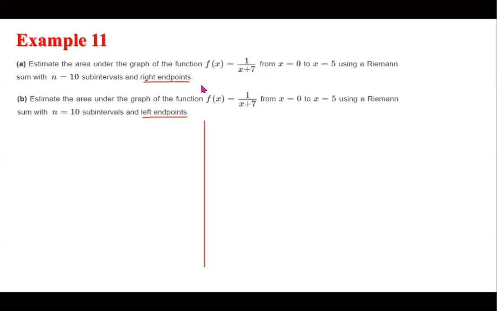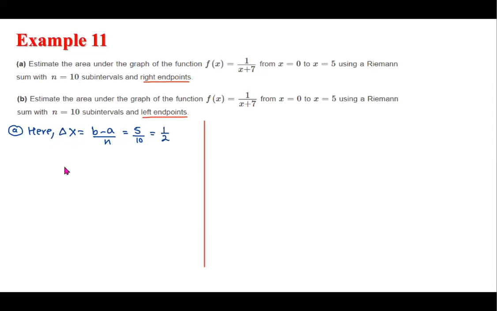First thing is you have to find the delta x. Delta x is b minus a over n. So x equal to 0 to x equal to 5, this is your a and this is b. So b minus a will be 5 minus 0, which is 5, divided by n. n is the number of subintervals, 10. And 5 over 10 is a half, or 0.5.